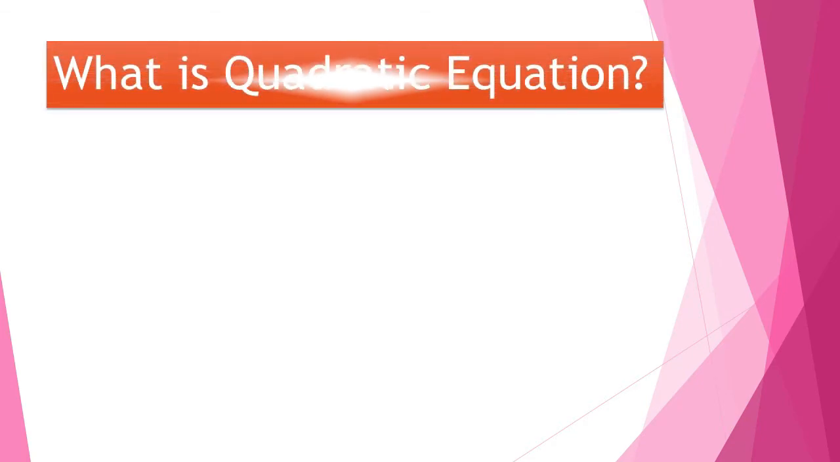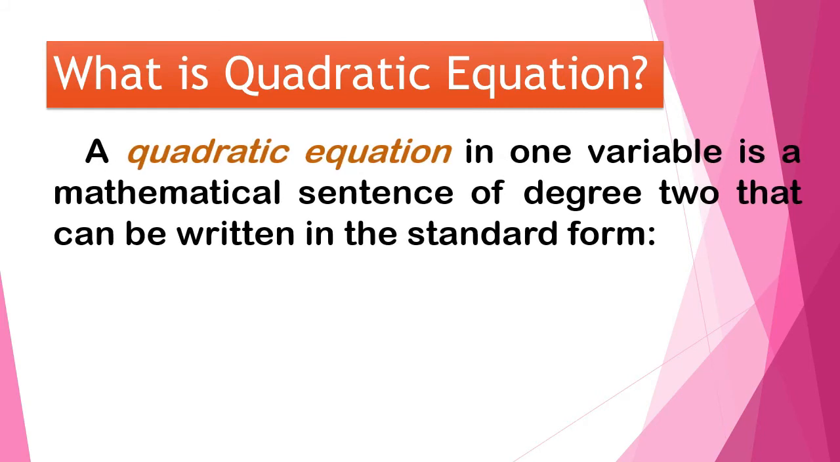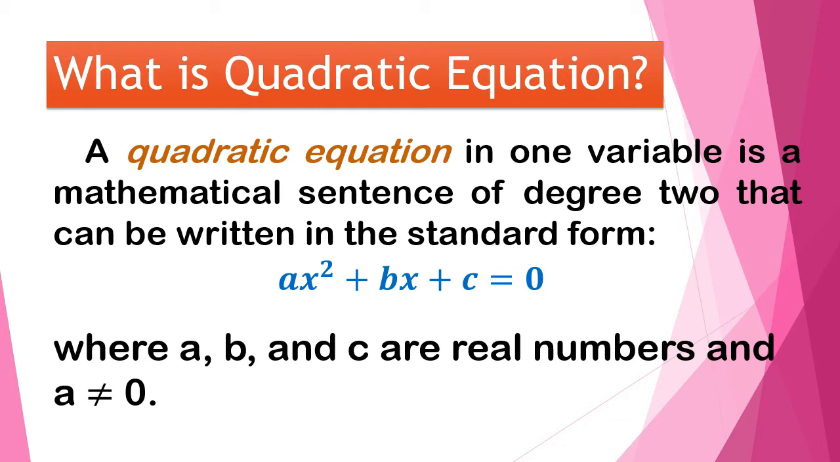So now let's proceed. Let's discuss a quadratic equation. What is a quadratic equation? A quadratic equation in one variable is a mathematical sentence of degree 2 that can be written in the standard form ax squared plus bx plus c is equal to 0, where a, b, and c are real numbers and a is not equal to 0. So automatic yun, hindi pwedeng maging 0 ang value ni a.